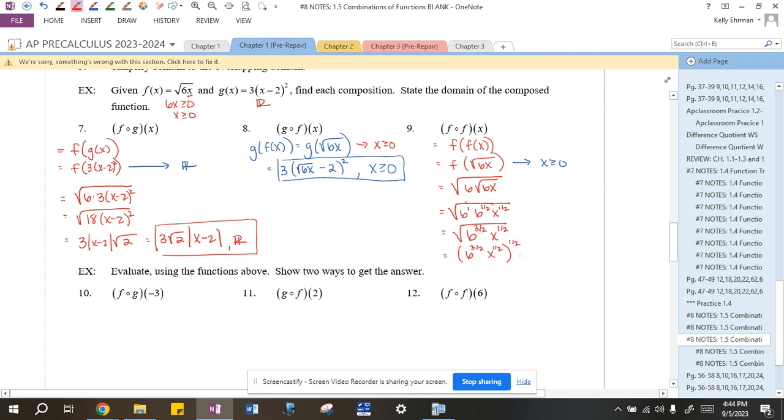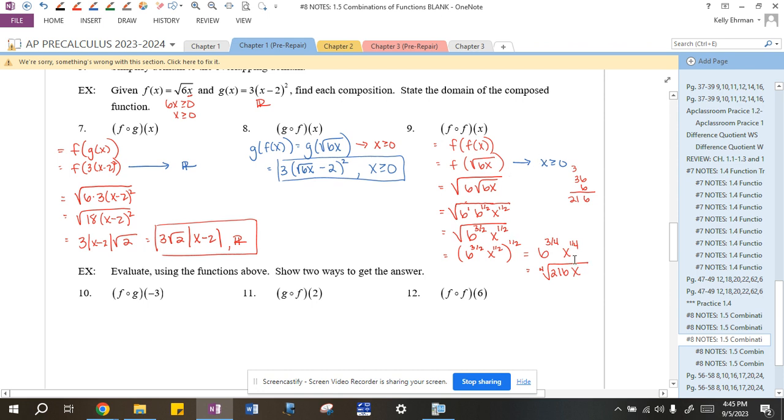Okay, so what do we have there? We have 6 to the 3/4 x to the 1/4. Well, what does that mean? That means that both of these are under a fourth root. We have 6 to the third, which is what? 6 to the third is, let's see, 216. And then we have x to the first under here. All right, so now I see that the function is fourth root of 216x.